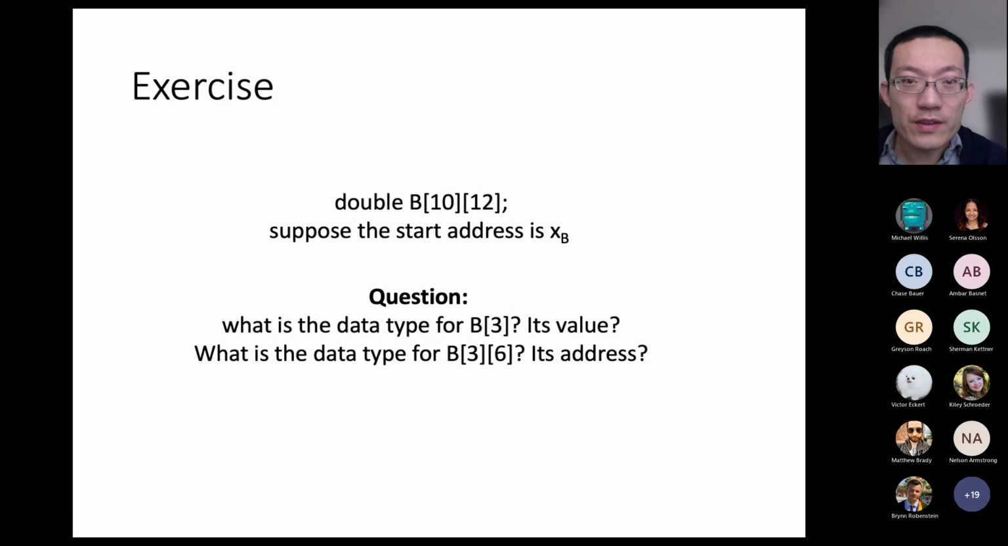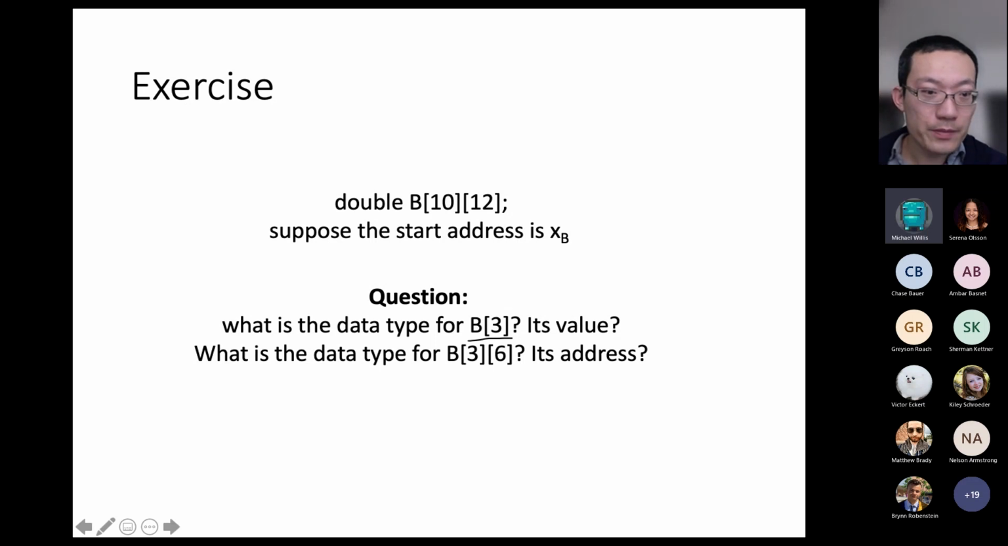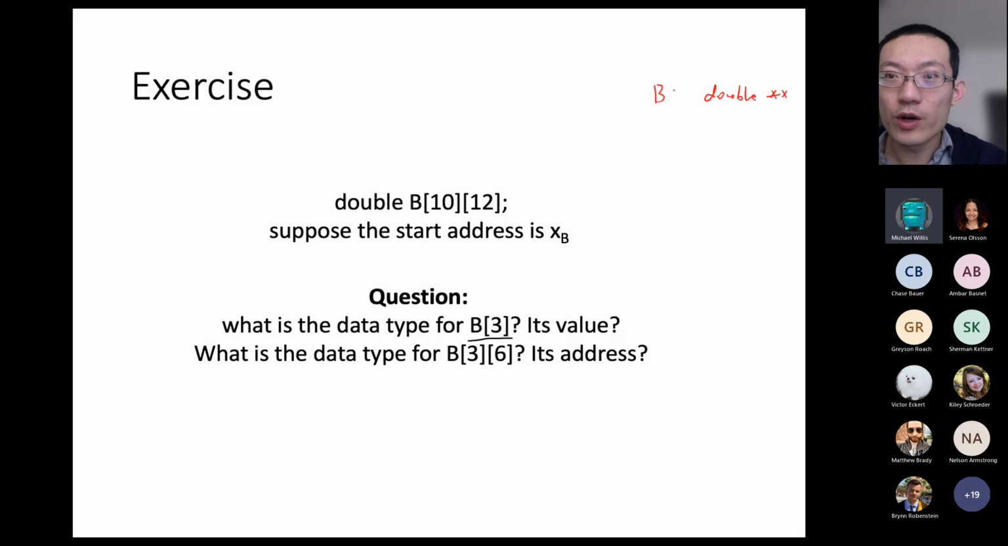Okay, so first of all, we see this nested array. We have 10 rows and 12 columns. Now, our first question is, what is the data type for B3? For this part, we would go from B at first. Let's see, we have the B, and the data type of it is double pointer to pointer. So if we only write down B, it should be a pointer to pointer of double.